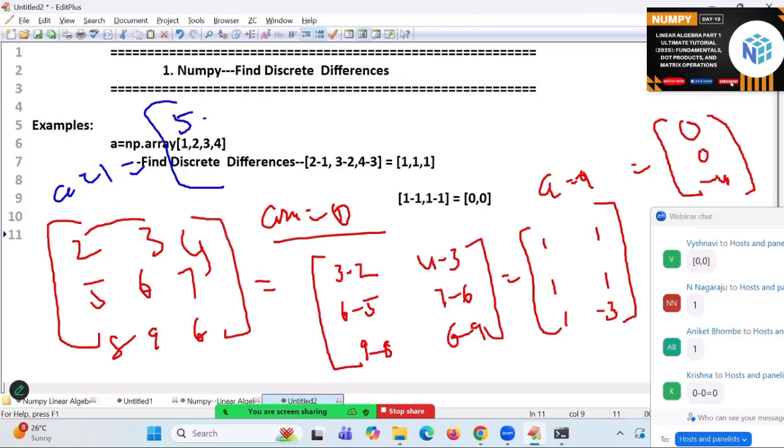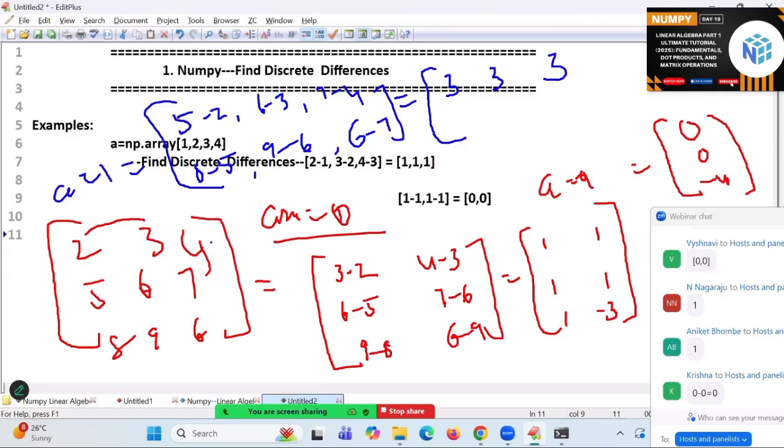Come on. 5 minus 2, 6 minus 3, 7 minus 4, 8 minus 5, 9 minus 6, 6 minus 7. What is this now? 3, 3. 5, 7 minus 4, 3, 3. Next, 8 minus 5, 3, 3, minus 1, minus 1.